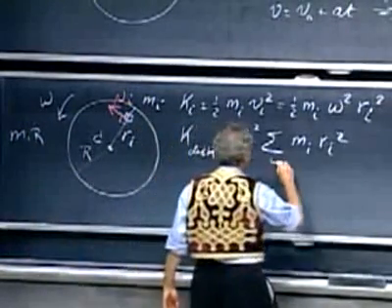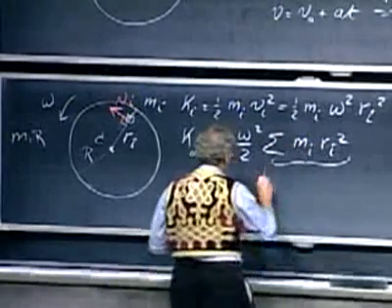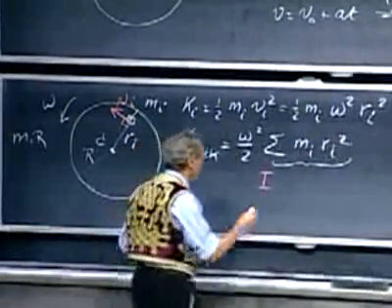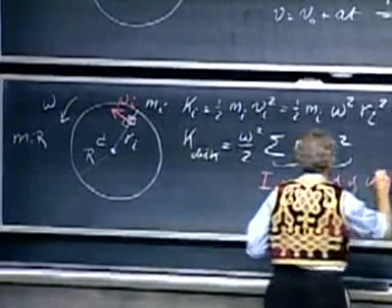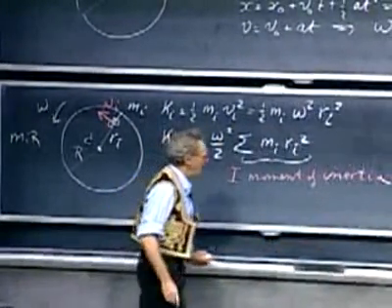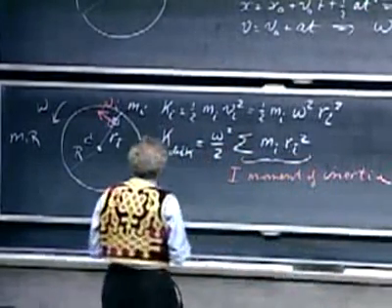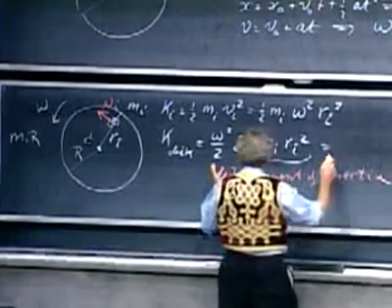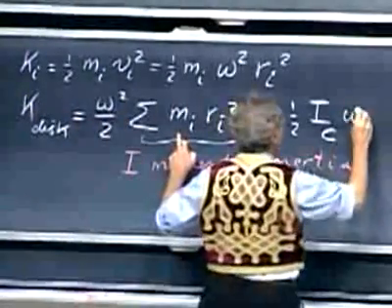And this is what we call the moment of inertia, I. Don't confuse that with impulse, it has nothing to do with impulse. This is moment of inertia. So the moment of inertia is the sum of m of i r i squared. This can also be written as 1/2 I sub C times omega squared. I put a C there, you will see shortly why, because the moment of inertia depends on which axis of rotation I choose.